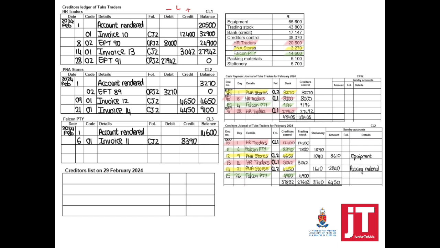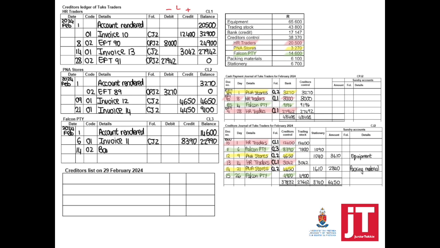Then our last creditor, Falcon Pty. The first transaction happened on day 6 from the creditors journal, invoice number 11, the amount 8,390, my new balance 22,990. If we purchase on credit, it means our liabilities will increase.